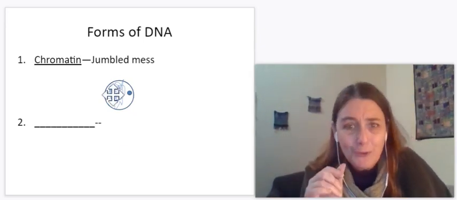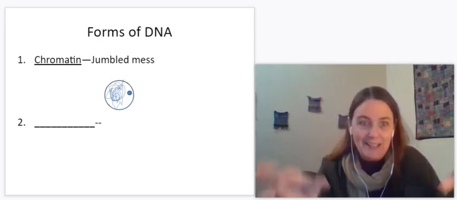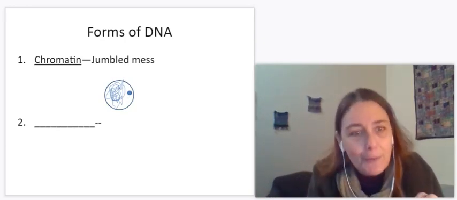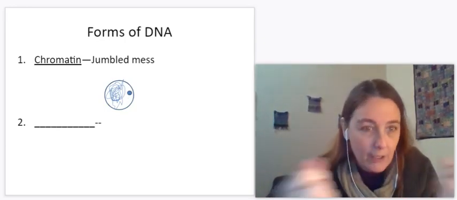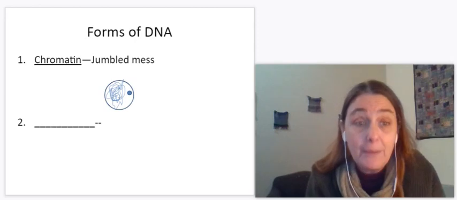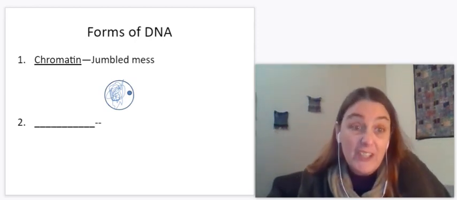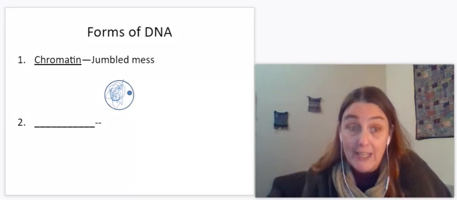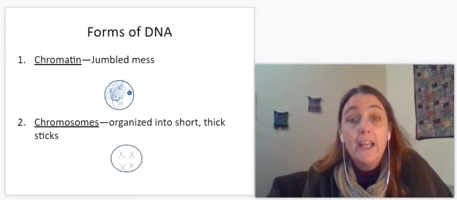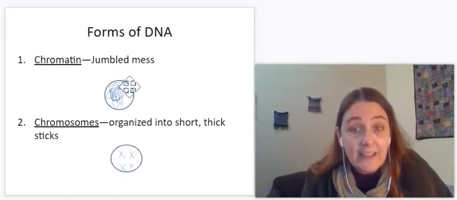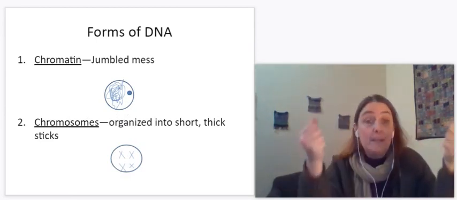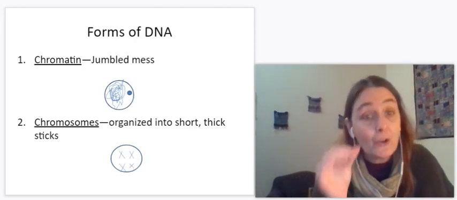Now, when it's chromatin, think jumbly mess, kittens have gotten a hold of all this yarn. That is a lousy way to separate and make sure that you have identical copies going opposite directions. So chromatin may be great for actually copying it, but it stinks for separating it in an orderly way and making sure that each daughter cell gets a copy. And so before it divides, it will switch over into organized sticks. It'll take this big jumbly mess and wind it up into sticks so that they can easily be separated. And those sticks are called chromosomes.